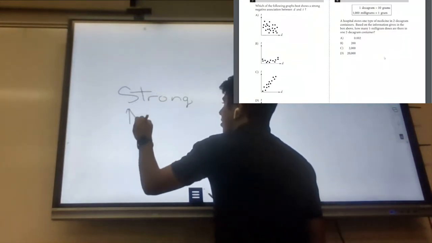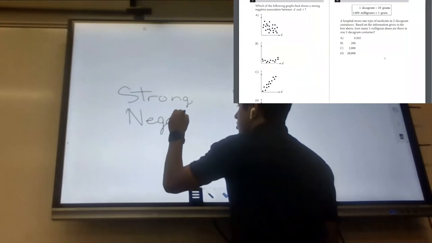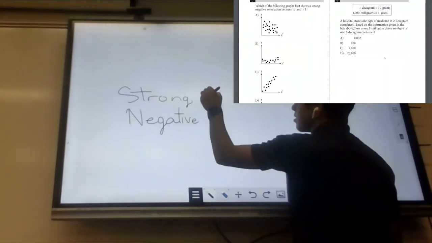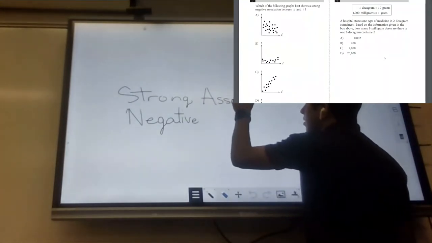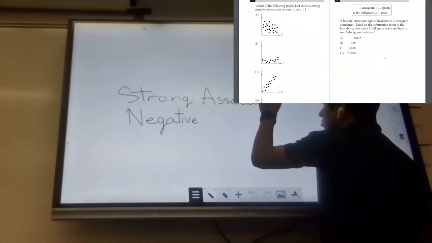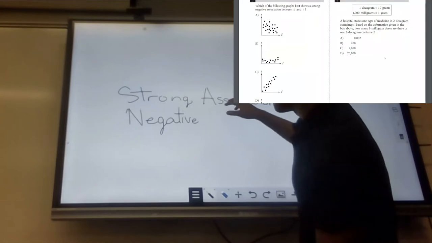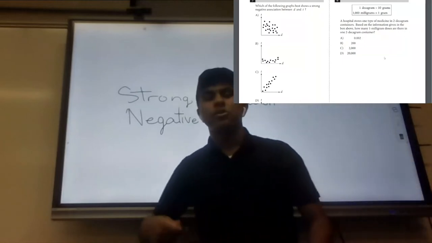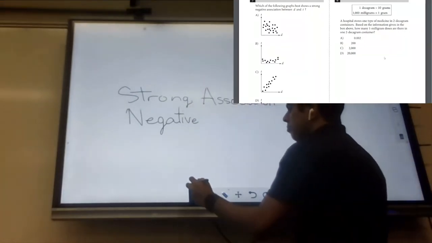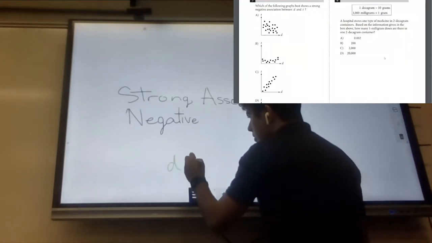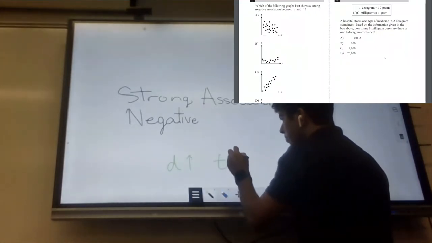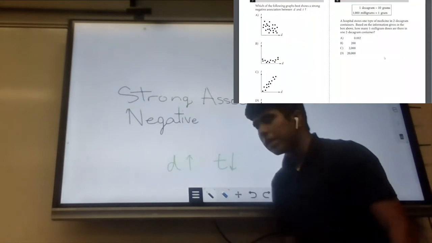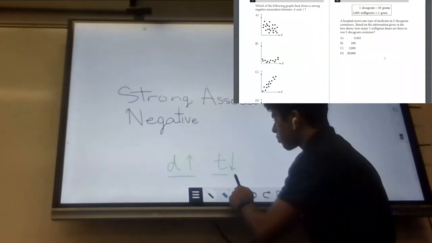There's the negative part. And then there's also association, but that kind of goes in with the strong association. So what do each of these mean? A strong association means that as one thing changes, another thing drastically changes. So maybe if D went up, then all of the T's would go up. Or maybe all of the T's would go down. Either way, that's a strong association, because if something happens, something else will happen for everything.